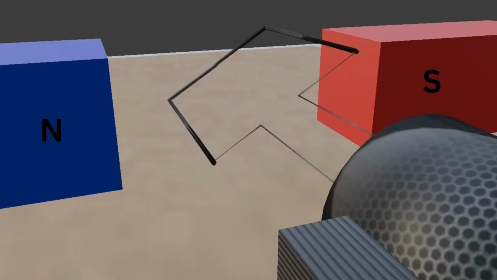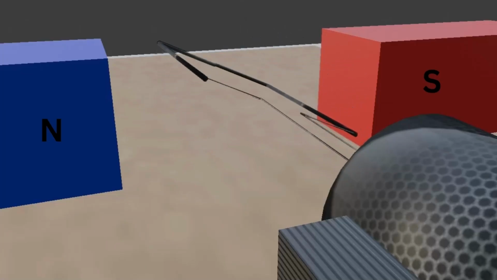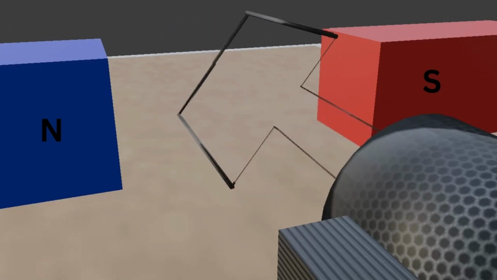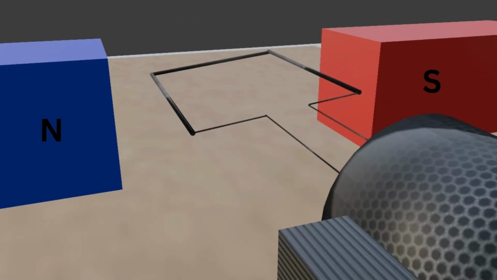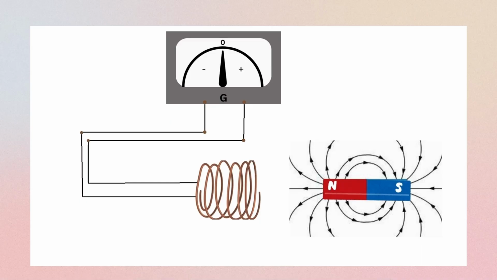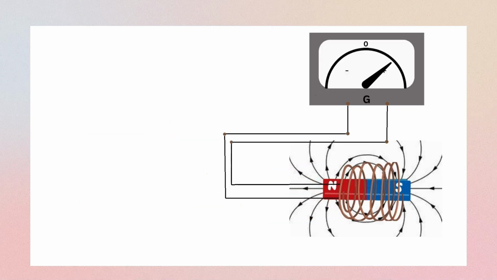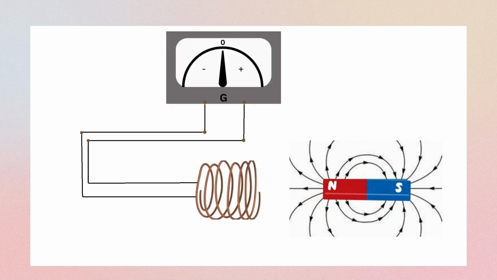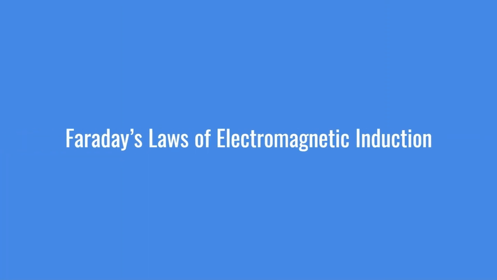The cause of EMF is a change of flux. The stationary flux cannot induce any EMF in the stationary conductor. Similarly, the same effect can be obtained if we move the coil towards the stationary bar magnet. So, what are the laws of electromagnetic induction?